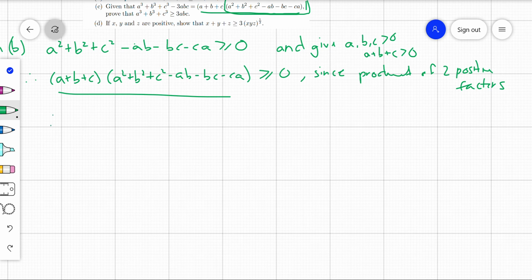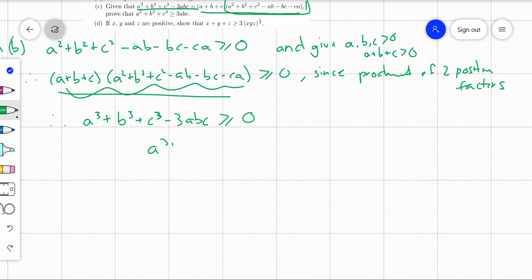Alright, therefore, if we look at this side, which is equal to those things, we know it's got to be greater or equal to 0. So we've got a cubed plus b cubed plus c cubed minus 3abc. That has to be greater or equal to 0, since it's equal to this. And if we just rearrange that, we get what we want. Just putting that 3abc on the other side, we then get this inequality here.